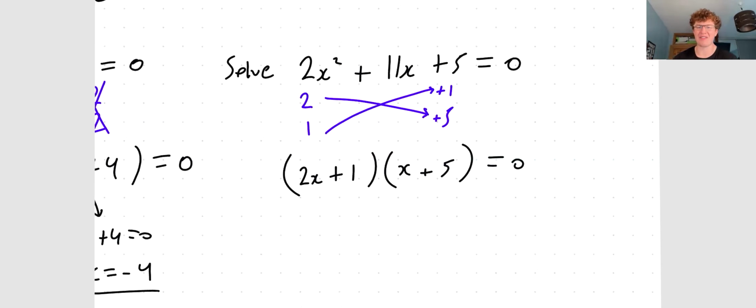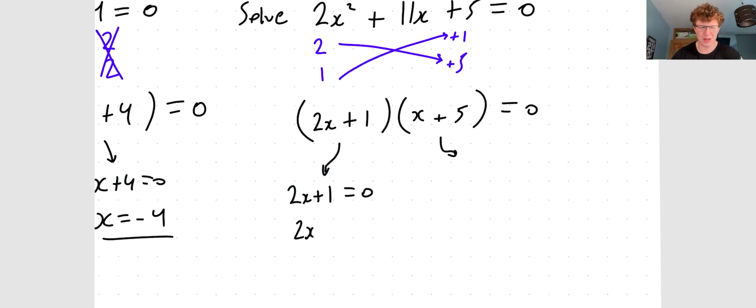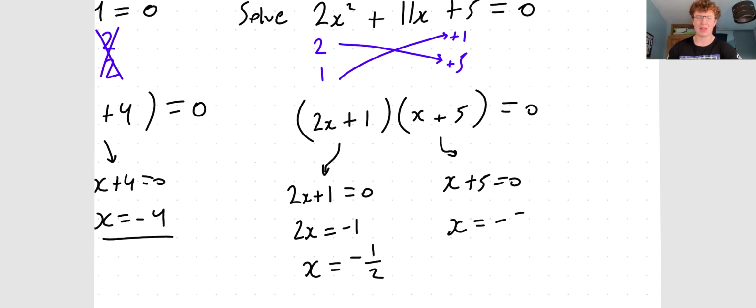So then, yeah, we have this final step, each bracket equal to 0. So 2x plus 1 is equal to 0. So then 2x must equal minus 1. So x must equal minus 1 over 2. Here we have x plus 5 is equal to 0. So x must equal minus 5. Boom. And there's your solution. And that's all there is to quadratic equations.